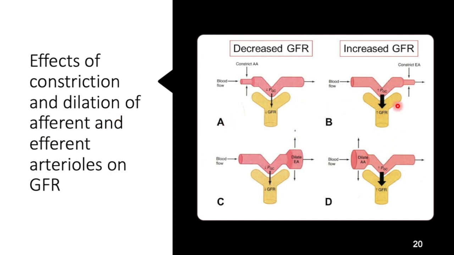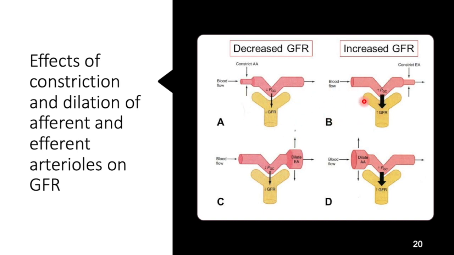So this is an example of the effect of constriction and dilation. In A, there is constriction of the afferent arteriole. When there is constriction, resistance will increase. So this will cause hydrostatic pressure in the glomeruli to decrease, and this will cause a decrease in GFR. Remember that the GFR is proportional to the hydrostatic pressure in the glomerulus. So a decrease in hydrostatic pressure of the glomerulus will cause GFR to decrease.